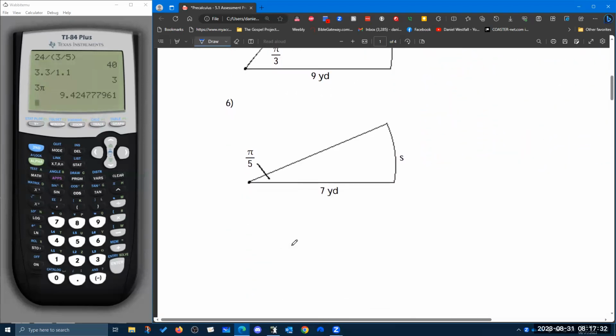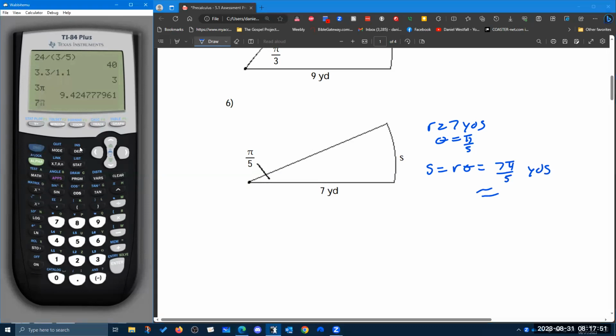We have our R is 7 yards here, and our theta is pi over 5 radians. So S is equal to R theta. It's going to be 7 pi over 5 yards. Let's approximate that. 7 pi over 5 is about 4.4 yards.